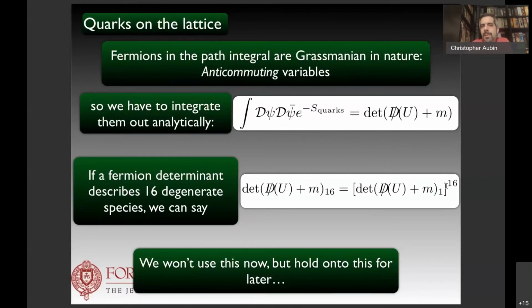If you're familiar with field theory, you'll know what that means, and if not, then just hold on to that as something we're going to need later.